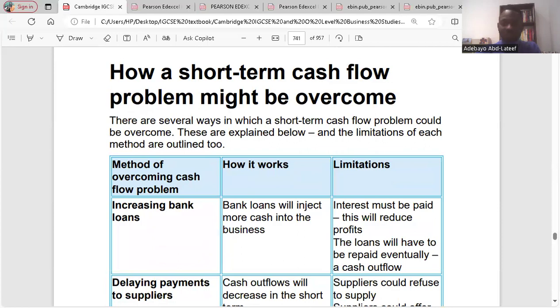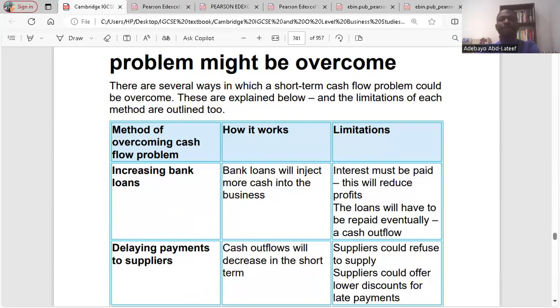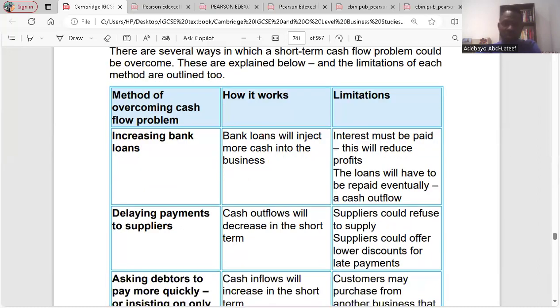So, how a short-term cash flow problem might be overcome. Are you there? Yes. There are several ways in which a short-term cash flow problem could be overcome. They are explained below. One, increasing bank loans. You can increase your bank loan. And how does it work? With the bank loan, you have more cash injection. But what are the problems about getting a loan from the bank? You have to pay more interest.